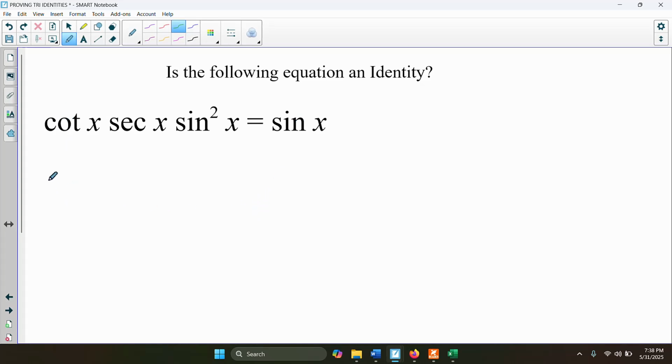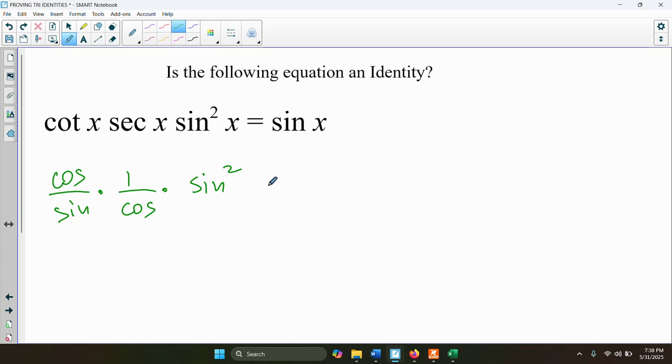Well, what's cotangent? That is cosine divided by sine. And the quicker you know this, the better. Times, well, what's secant? 1 over cosine. Now, sine squared, I could leave it, and in fact I will. Or you could literally write sine times sine, right? That's what sine squared is. But I'm going to leave it the way it is because I'm okay with it being squared.